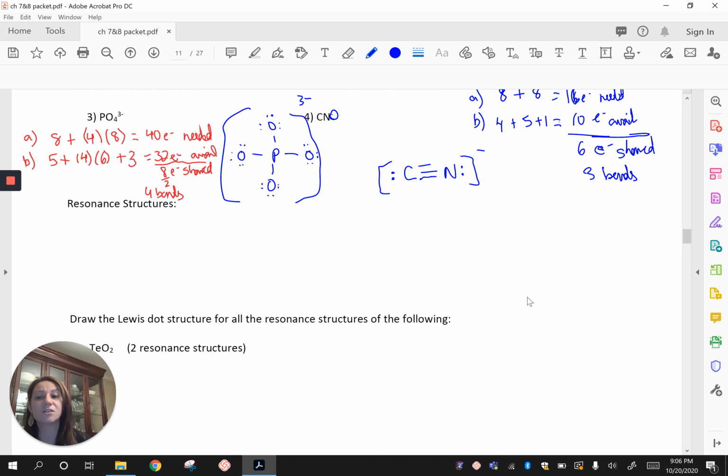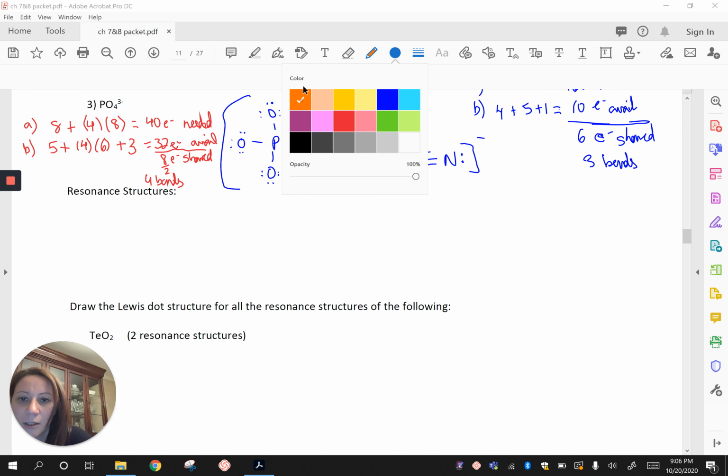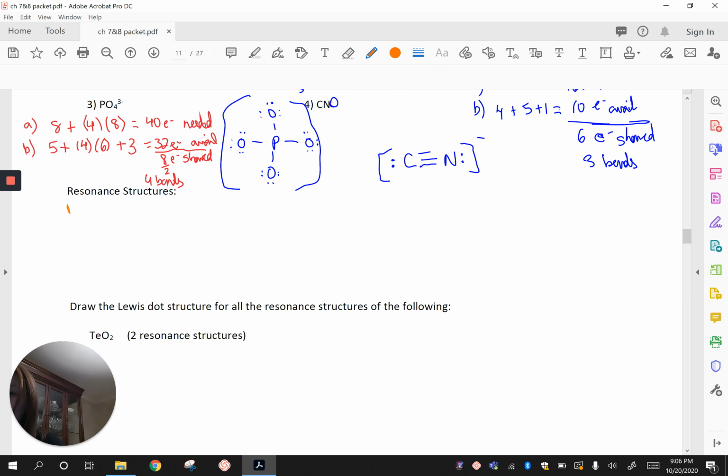Let's talk about resonance structures next. So let's define what resonance structures are, and then we're going to look at an example and talk about what it means. So resonance structures are different but equivalent structures for the same molecule.